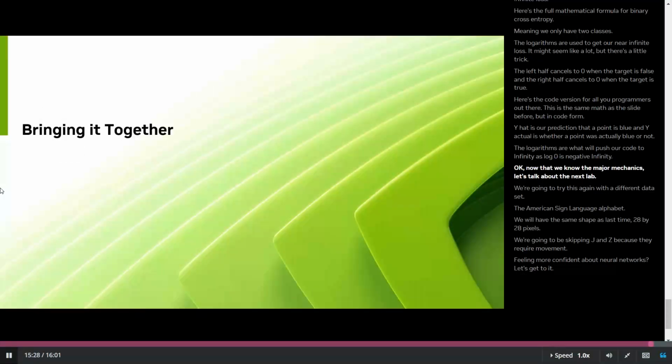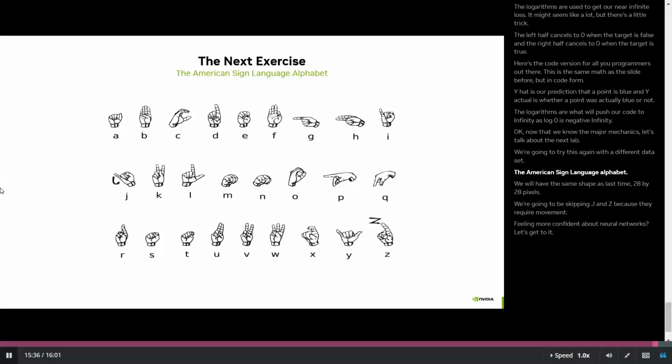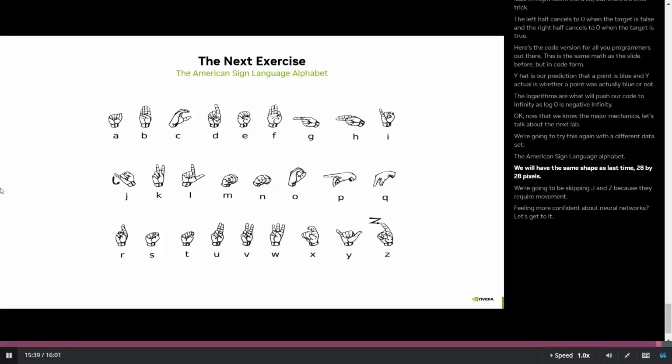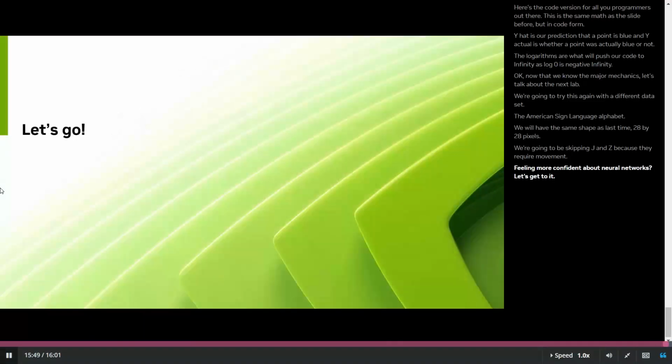Okay, now that we know the major mechanics, let's talk about the next lab. We're going to try this again with a different data set, the American Sign Language alphabet. We'll have the same shape as last time, 28 by 28 pixels. We're going to be skipping J and Z because they require movement. Feeling more confident about neural networks? Let's get to it!